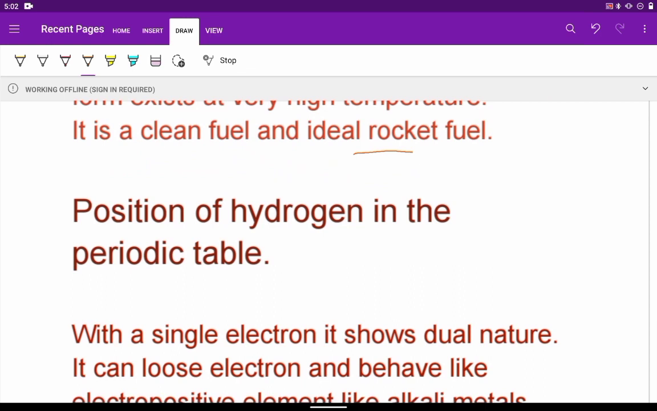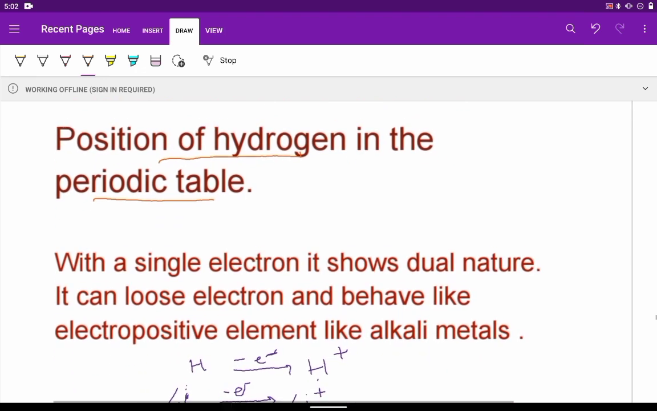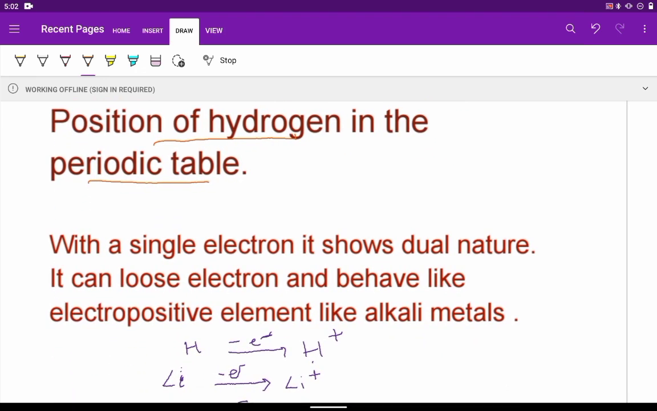Now we know that we use the periodic table to make our chemistry study very systematic and easy. So first of all, we need to understand the position of hydrogen in the periodic table. See, as I told you, hydrogen is the first element because it has a single electron in it, and also because it has a single electron, it can exhibit dual nature. Dual nature means it can exhibit both electropositive nature as well as electronegative nature.